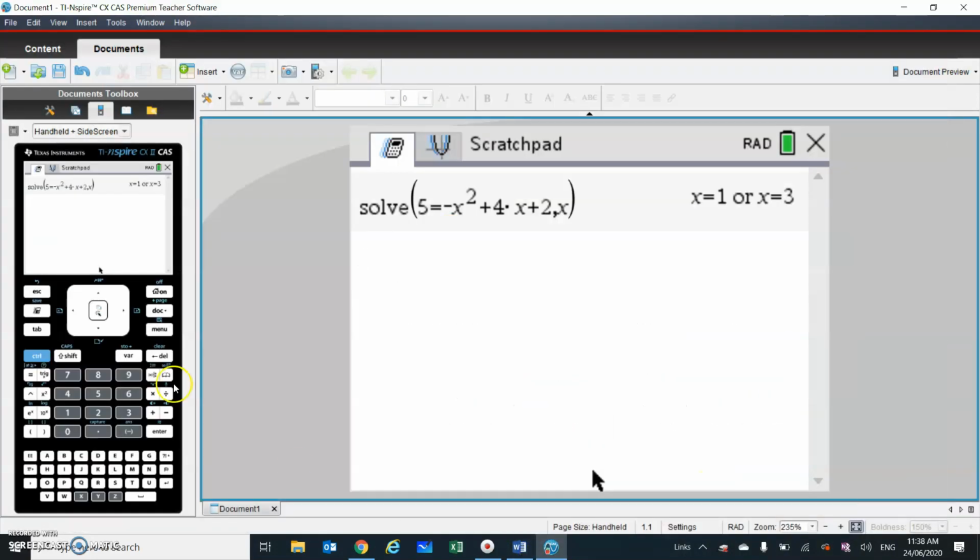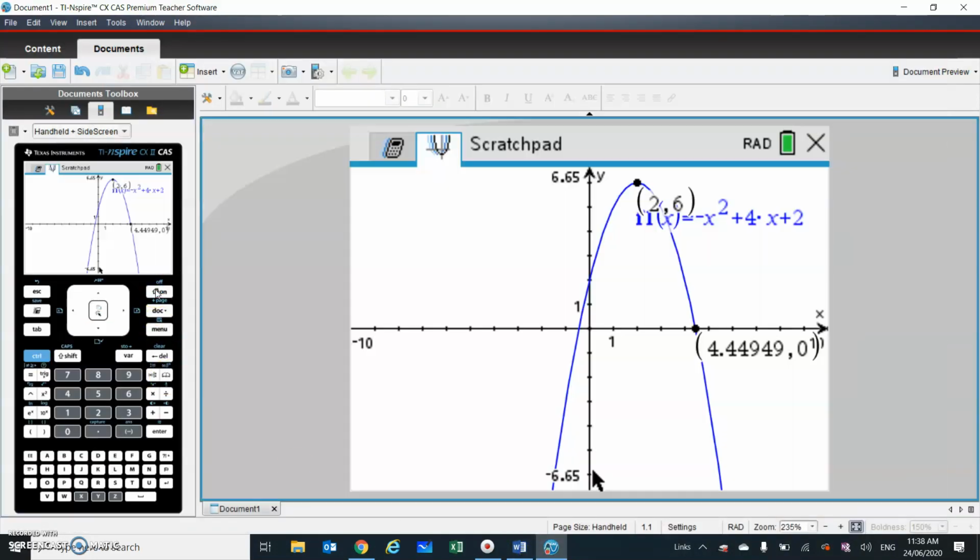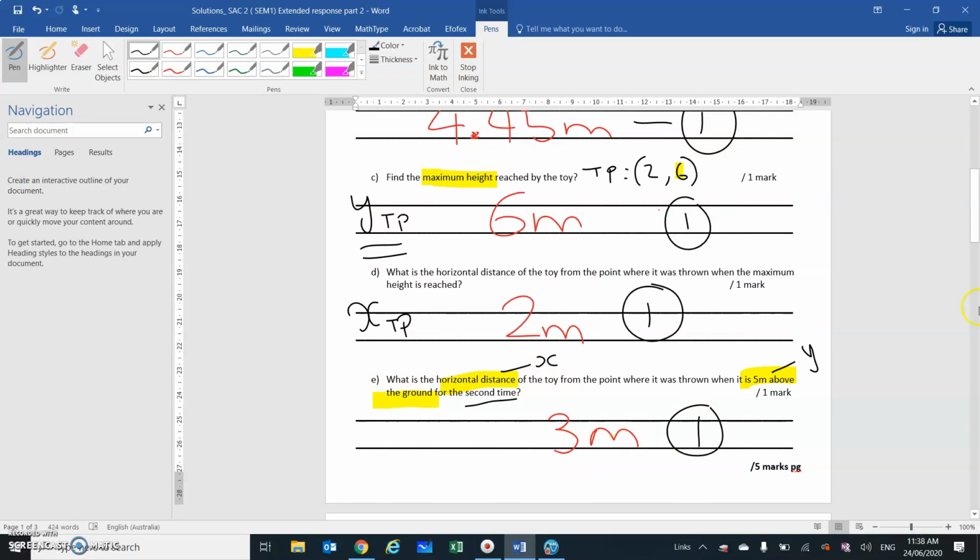If you want to look back at the graph, go back to the graph. If we put in y equals 5, which would be up here, it cuts the curve on the way down, which would be the second intercept, down here. So not the first one, the second one, which again would be 3 meters.